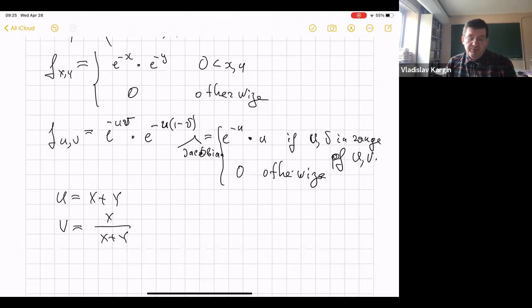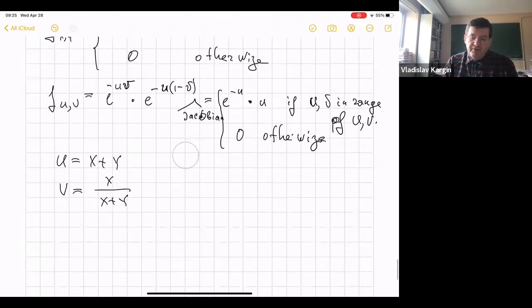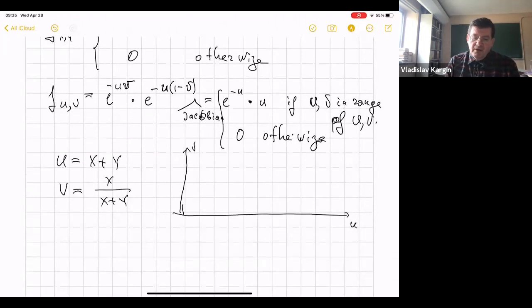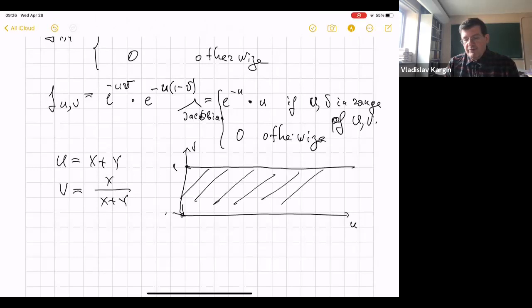Right? Because x cannot be smaller than 0, and it cannot be larger than x plus y. Now, this is not trivial, not quite immediately easy to see, but if you think about it, the range of u and v will equal that u is from 0 to infinity, and v can be anything between 0 and 1. So this will be the range of u and v.